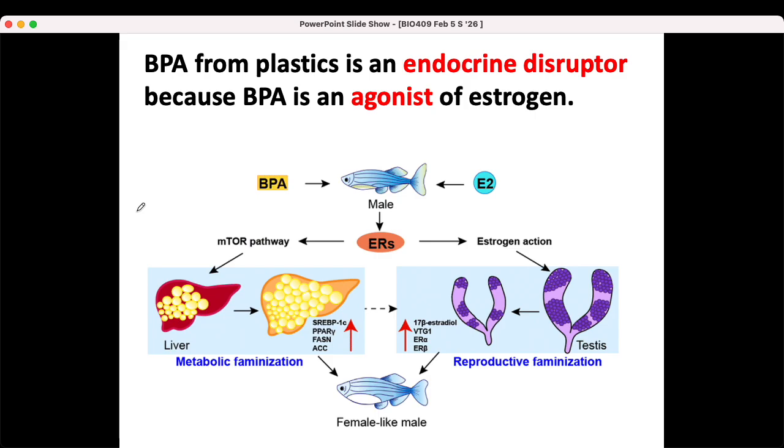You might not have heard that root word, agonist, but an agonist is a molecule that binds to the same target receptor, the estrogen receptor in this case, and it activates it. And that's literally what BPA does.